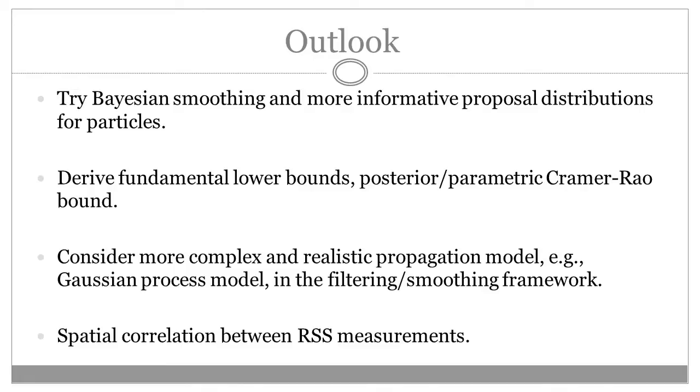In our future work, we will continue to look into Bayesian smoothing methods and other proposal distributions of particles. Also, we would like to derive some fundamental lower bounds, for instance, posterior and parametric Cramér-Rao bound. Further, more complex and realistic propagation models, such as Gaussian process regression model, may be studied. Last but not least, the spatial correlation between measurements from different reference network nodes may be interesting to look into.